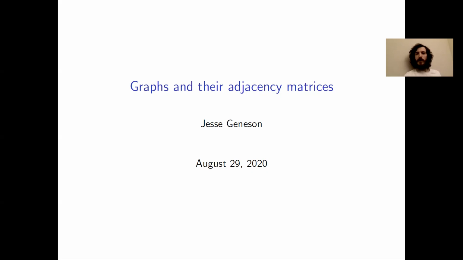In this video, we're going to focus on graphs and their adjacency matrices. In particular, we'll discuss how to find all of the eigenvalues of a given adjacency matrix for nice families of graphs.